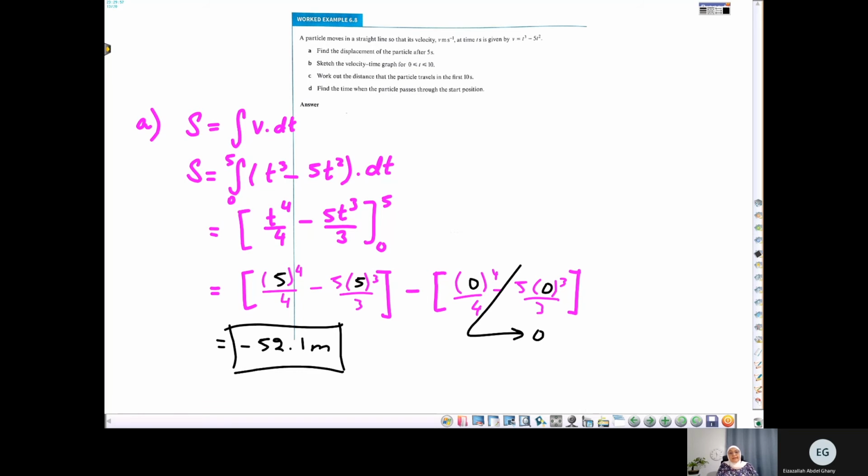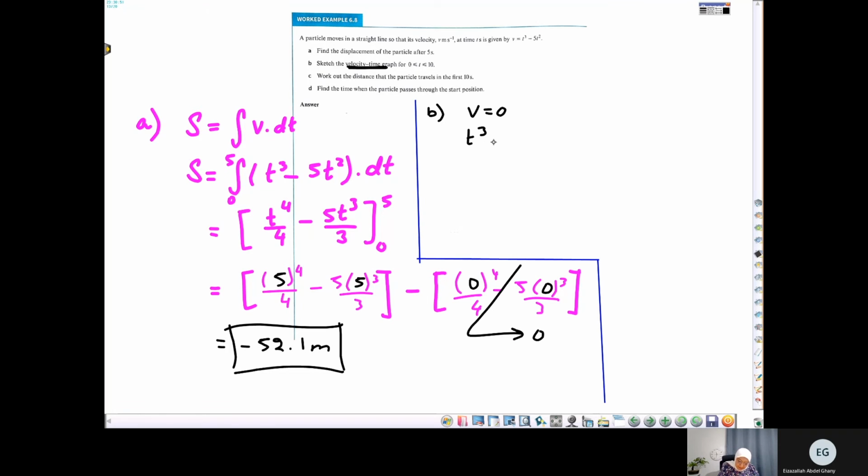Part B, we need to sketch the velocity time graph from 0 to 10. First of all, we have to put V equals 0 and find the values of t, because we need points of intersection with the x-axis, but now we call it the t-axis. Before we do it, we should calculate. Now put V equals 0 to find points of intersection.